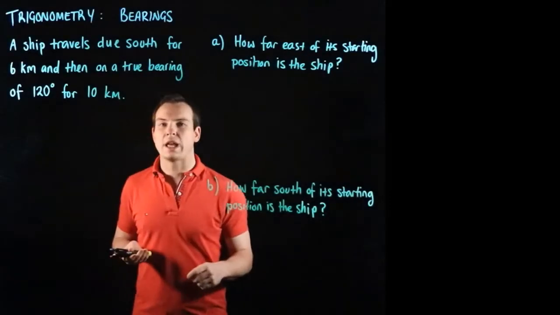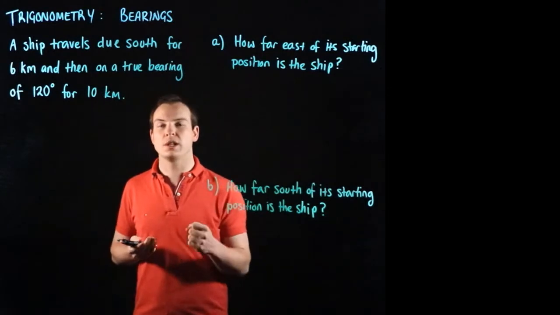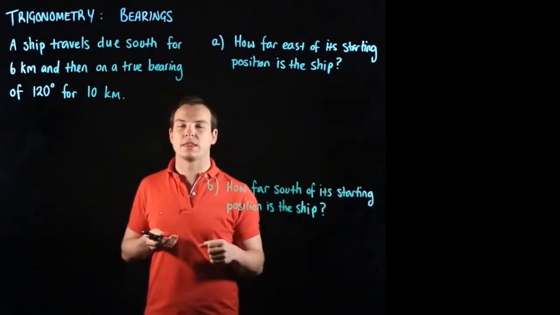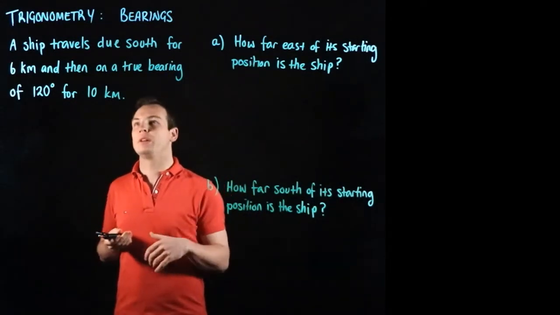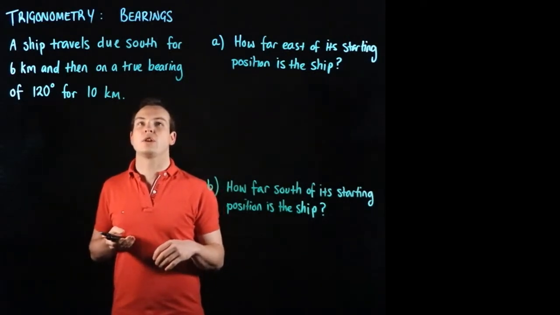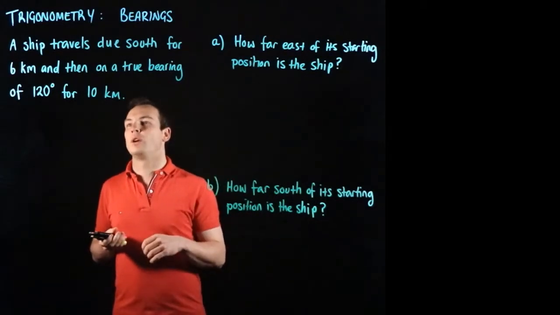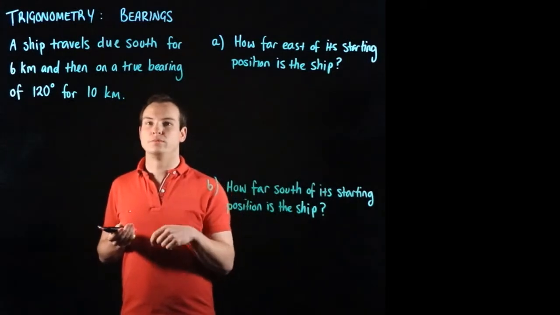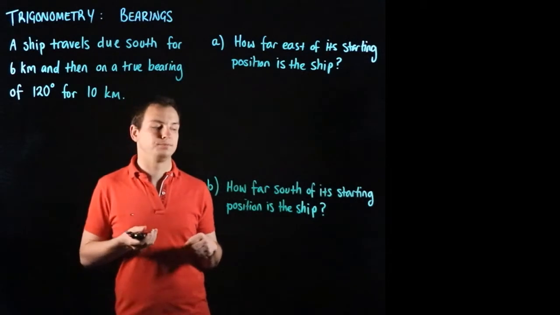All right, welcome to our next lesson, which is going to be on one of the applications of trigonometry, and that particular application relates to bearings, or you might even think about this as navigation. So we have, for this example, a ship that's going to travel due south for 6 kilometers, and then on a true bearing, which sort of measures where it's heading, for 10 kilometers, and the bearing is 120 degrees true. So we'll be able to construct a diagram to show where that ship's travelled to now.